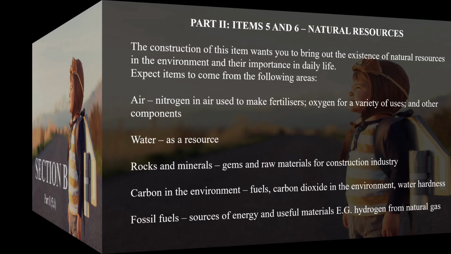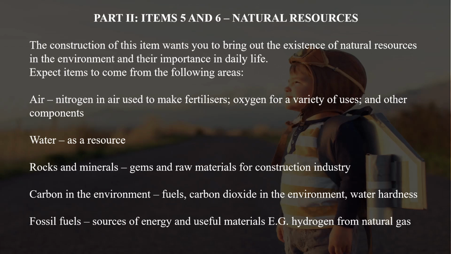Now, let's look at the last part. That is section B, part 2. Section B, part 2 will be composed of item number 5 and item number 6, where from this section you'll also need to pick one item. The construction of these items is from element of construct number 4, which says the learner appreciates the existence of natural resources in the environment and their importance in everyday life. So the expected items are going to come from the following areas.